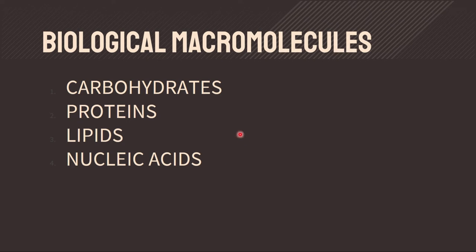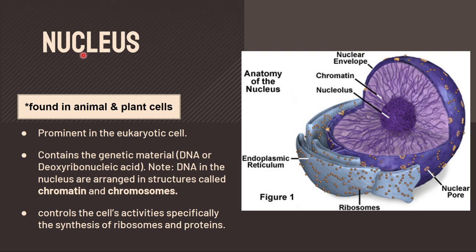Okay, so the biological macromolecule that has the highest composition in an organism's body is proteins. Like 50% of the cell is composed of proteins, and the other 50% is a combination of carbohydrates, lipids, and nucleic acids. Now, let us proceed to the organelle called nucleus.